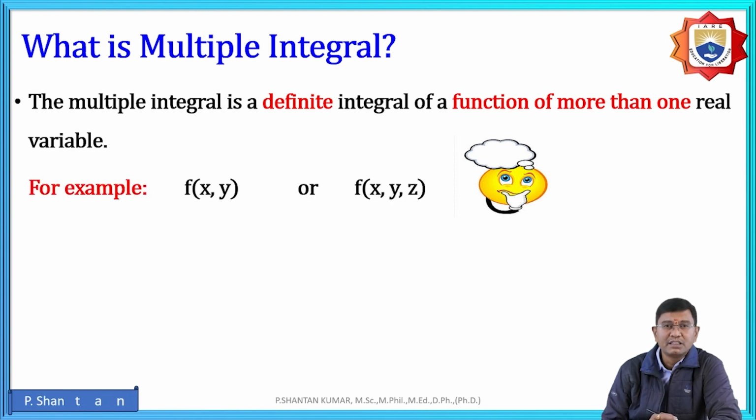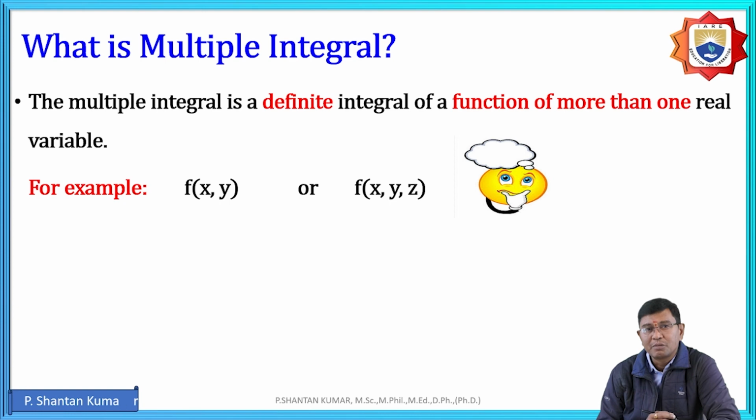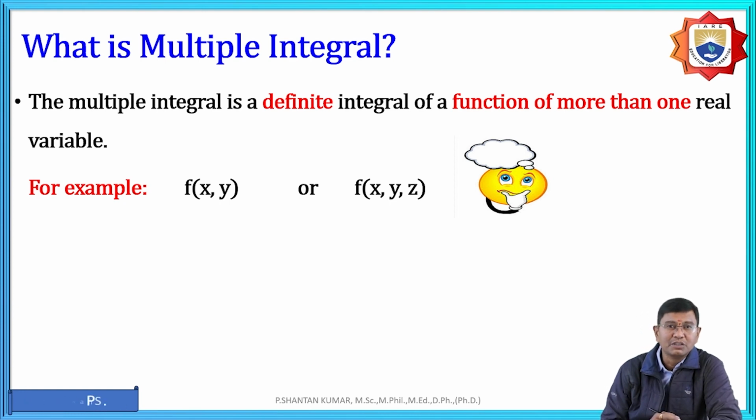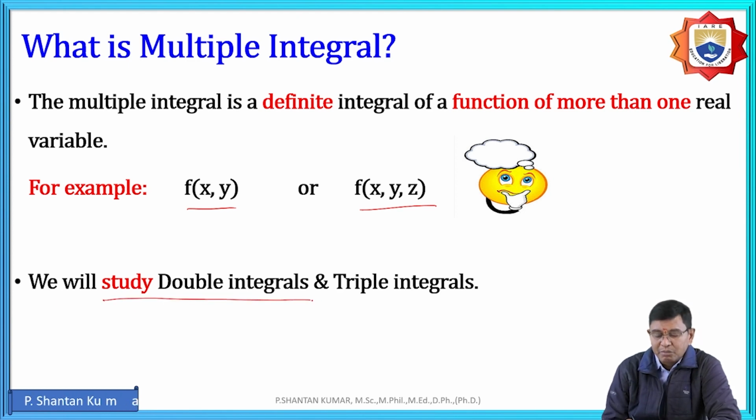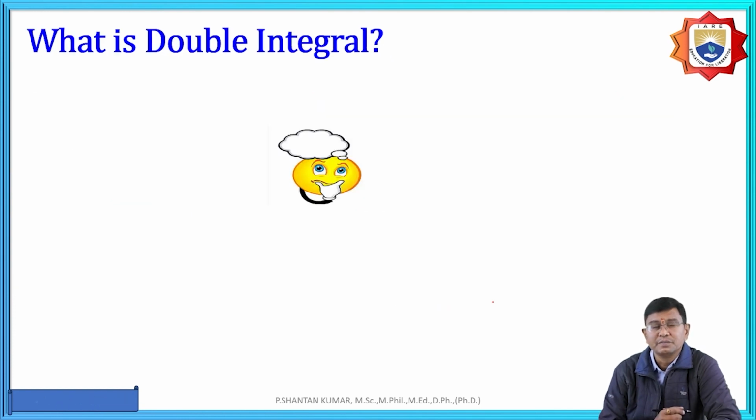For example, the functions f of x comma y and f of x comma y comma z. The first has two variables and the second has three variables. That means more than a single variable is nothing but more than a single integration, together called multiple integrations. Under this, as per the syllabus, we discuss the double integration and the triple integration only.